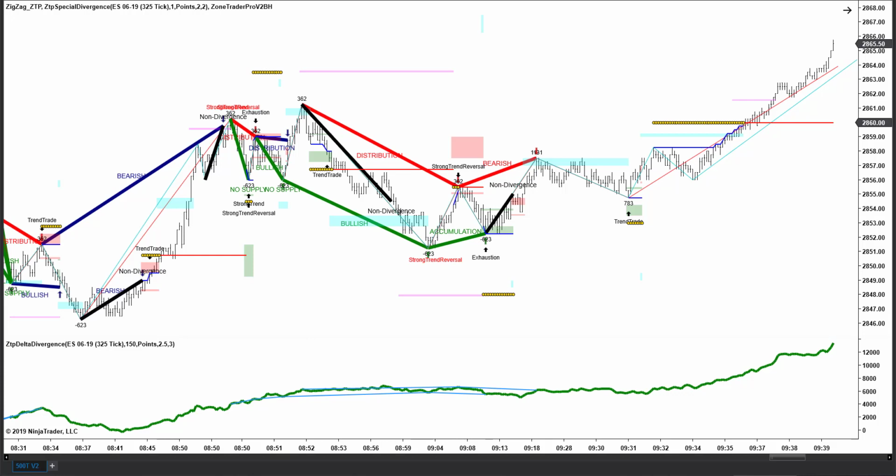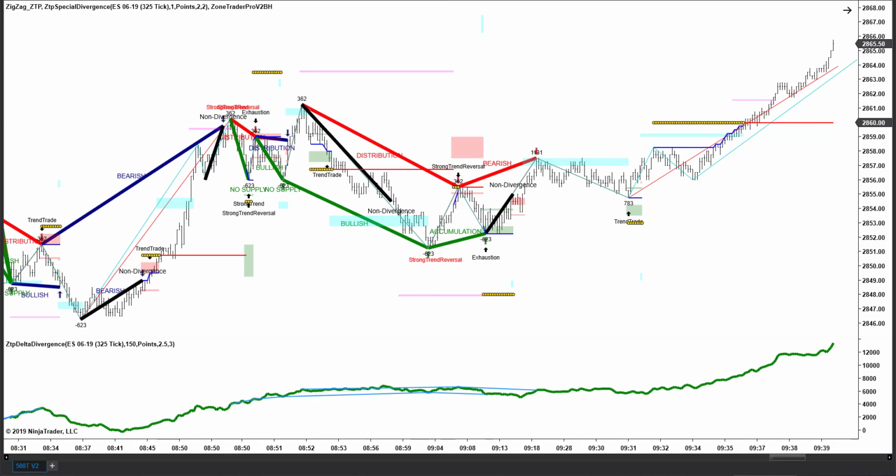We can also see that several of these trades, such as the distribution and the exhaustion, are occurring at known ZoneTraderPro price patterns, where we can expect to see more from the profit than just the 2 or 3 points that we would normally get.